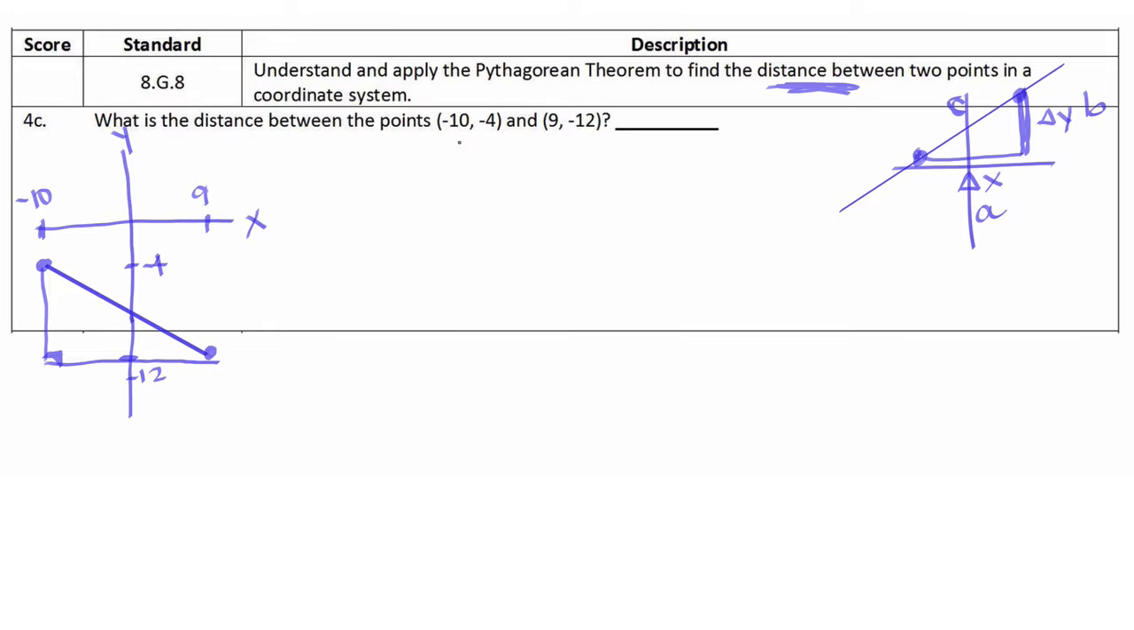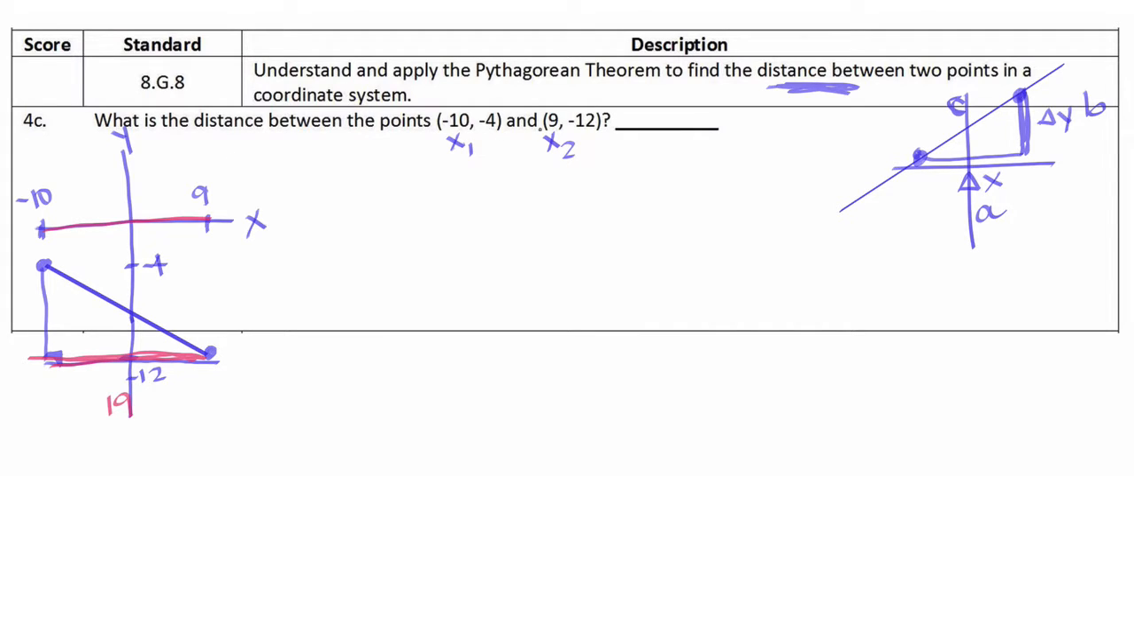So my change in x values, x1 and x2, would be how far is it from -10 to 9? Well, let's look here. -10 to 9 would be this distance right here. -10, I have to go 10 spaces to get to 0 and 9 more to get to 9. That's a distance of 19. So this side of my right triangle would be 19 units long. That's side A. Now let's find side B.